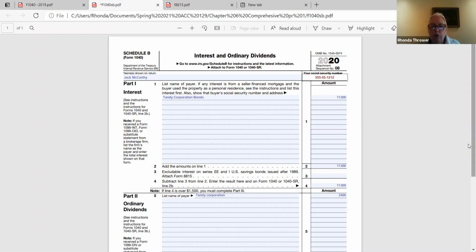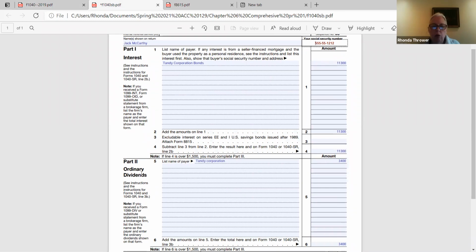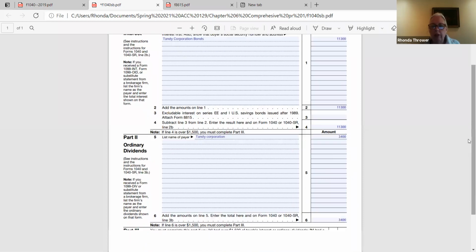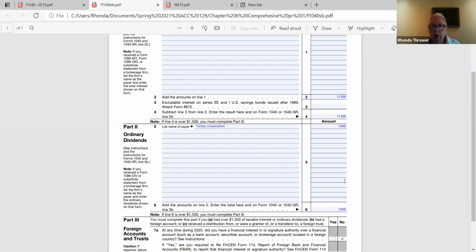The second part of Schedule B has to do with writing down or recording your ordinary dividends. And in this problem, they also had some ordinary dividends from the same company, the Tandy Corporation. So they must have had some stock in the Tandy Corporation. And the dividends that they earned were $3,400. That was given in your problem. And so that was the only dividend that was noted in the problem.